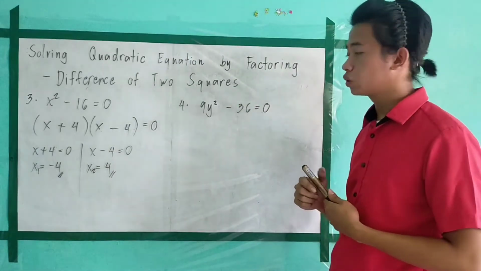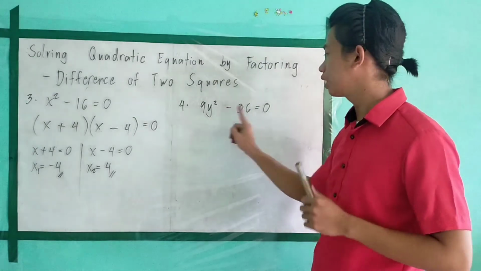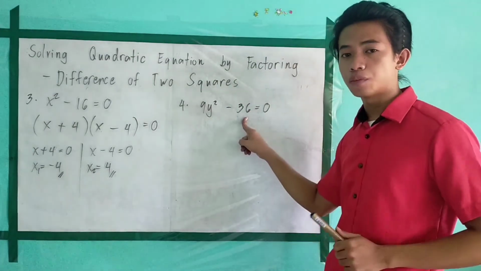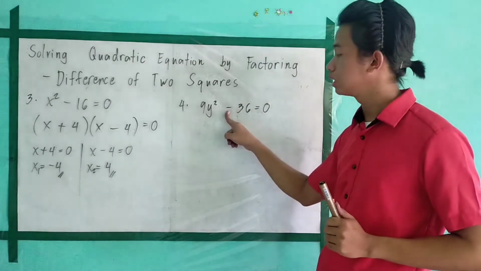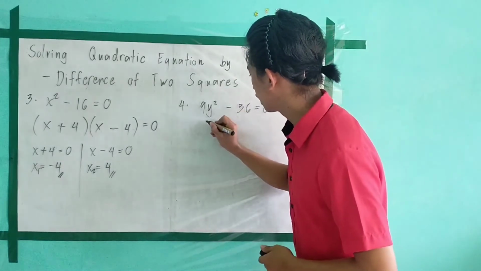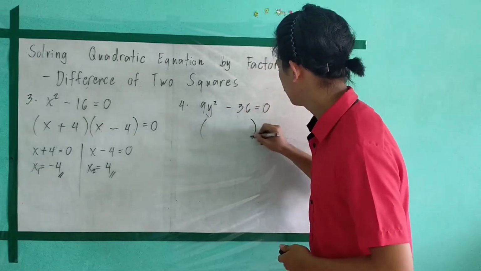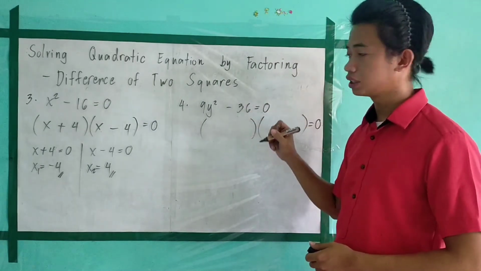Difference of 2 squares pa rin siya. Since ang 9y square natin ay perfect square and 36 natin is perfect square, and difference yung gamit na operation. Okay, so ganun sa technique natin. Form sum and difference, then kunin yung square root ng ating term.